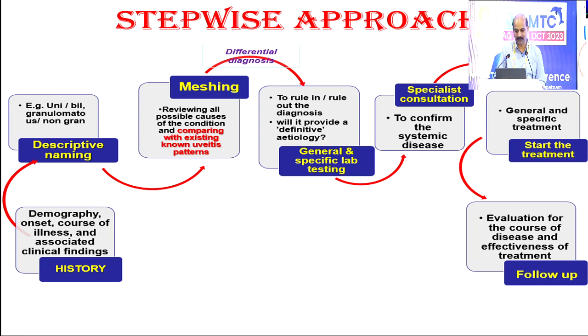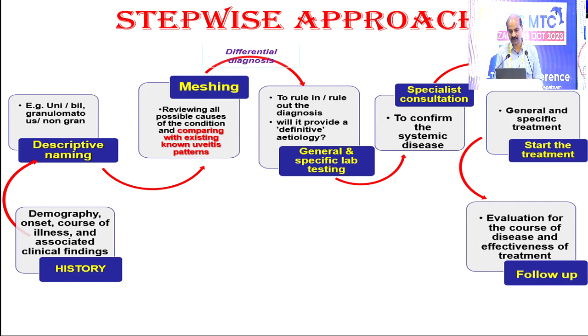First of all, the history and demography: he is an Indian, his occupation is farmer, and it is unilateral and acute. With this picture we need to come to a common differential diagnosis, which is nothing but unilateral acute non-granulomatous anterior uveitis; that is called naming of the condition. Once we go into that condition and see what entities are present, we need to go for meshing, to see what the possible differential diagnoses are, and finally come to the condition.